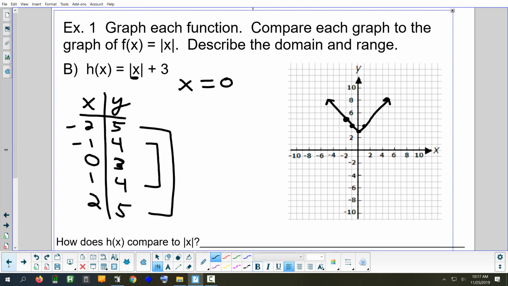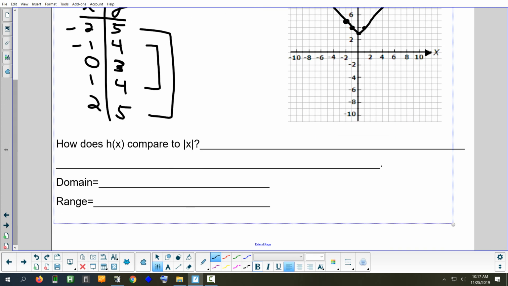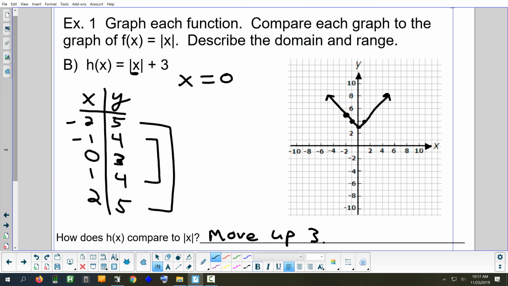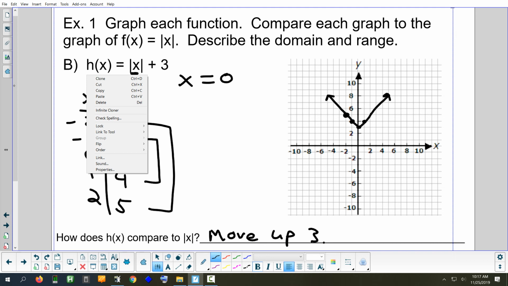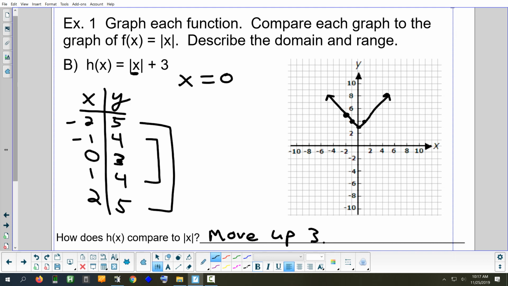Okay, so let's put that right here. So move up 3. Now, notice this time I used h of x. Last time I used m of x. I might use f of x. It doesn't matter what letter you use there.